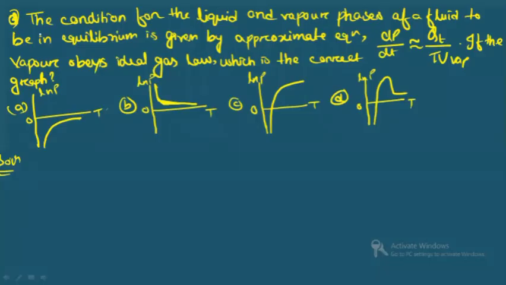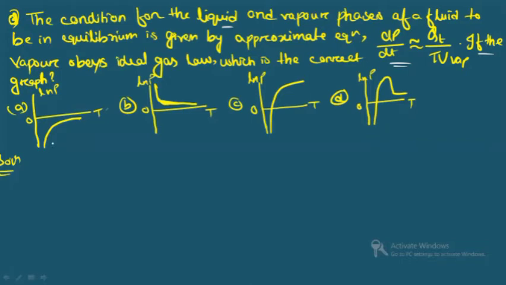Now let's see the next question. Here it says the condition for the liquid and vapor phases of a fluid to be in equilibrium is given by this equation. This equation gives the condition for the liquid and vapor phase of a fluid to be in equilibrium. Now if the vapor phase is obeying the ideal gas law, we have to choose which graph is correct.